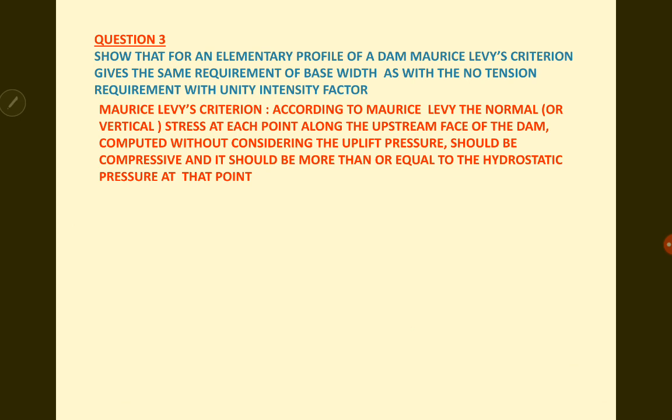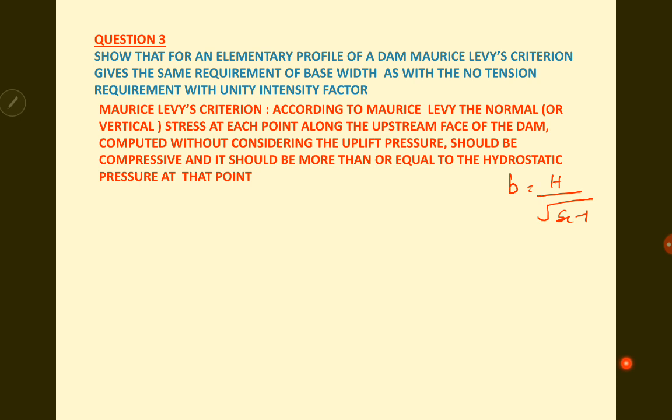Show that for an elementary profile of a dam, Morris-Levy's criteria gives the same requirement of base width as that with no tension requirement with unit intensity factor. So you have the base width based upon the no tension criteria. What is the equation to find the base width with no tension criteria? The equation is B is equal to H by root of C minus 1, right? So this is the basic equation for finding the base width.